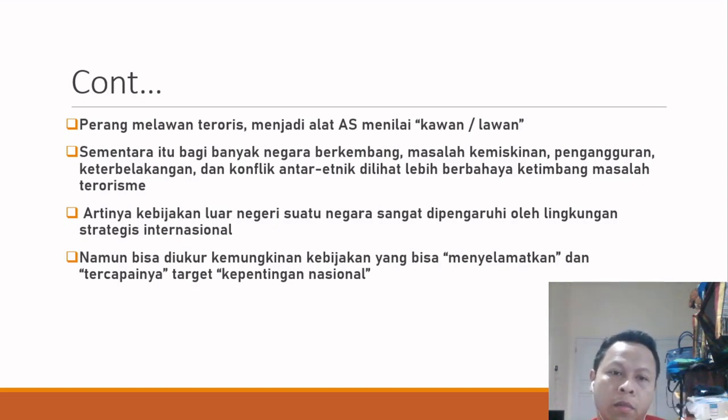So the global war on terrorism was used by the United States to define whether you are my friend or my enemy. But at the same time, they don't care about poverty, unemployment, underdevelopment, ethnic conflicts, which are very dangerous compared to the global war on terrorism. And this is more political, I think, and poverty, unemployment, underdevelopment are very critical compared to the global war on terrorism. Okay, this just means that a country's foreign policy is influenced by the international environment.